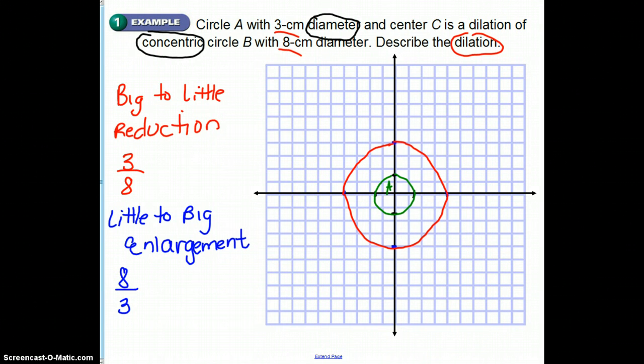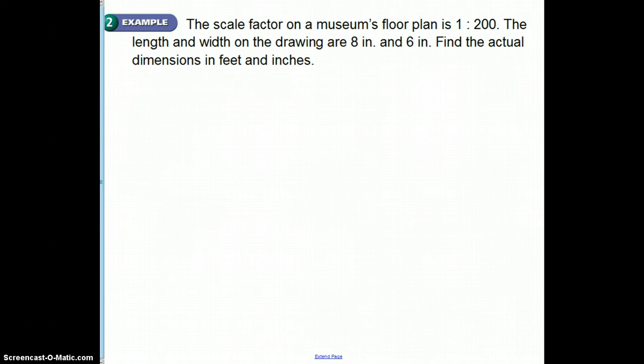Okay, let's try one more. This one, big star on this. It's on the test and it's on the exam. The scale factor on the museum's floor is 1 to 200. So if you're thinking about a scale factor, 1 in the scale equals 200 in real life. Gives you an idea. The length and the width of the drawing are 8 and 6 inches. Find the actual dimension in feet and inches.